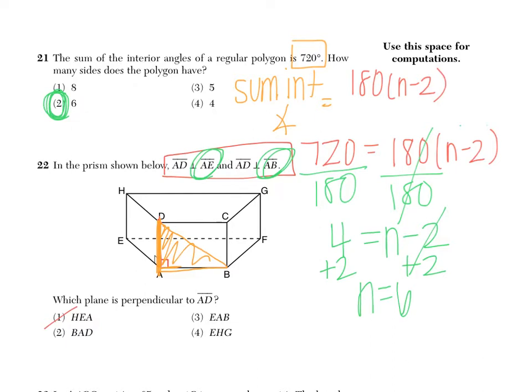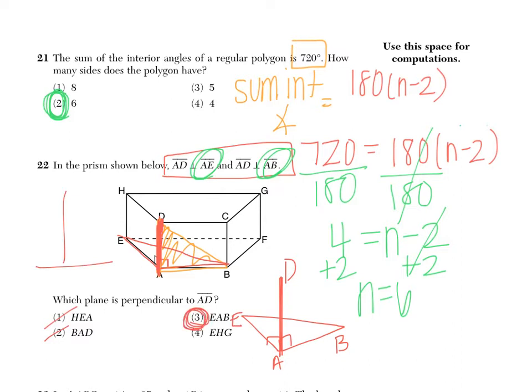If I erase and re-highlight, I can't erase. Okay, let me try this way. So we have segment AD. I'm going to now try plane EAB. Now that plane EAB is lying flat, and then we have AD going straight up and down, and it's perpendicular on both parts here. So if we want perpendicular, then they should be going in opposite directions, which means that 3 should be our choice.